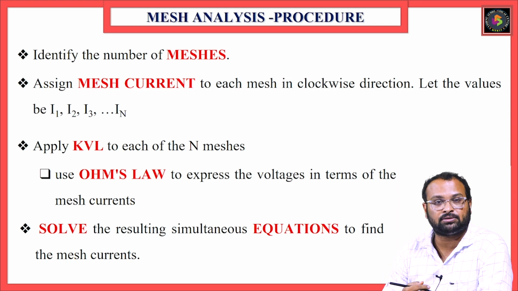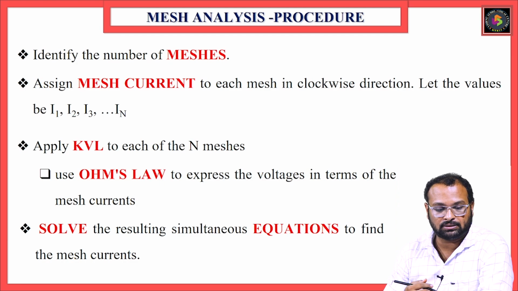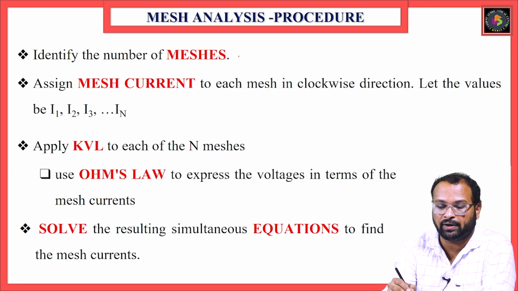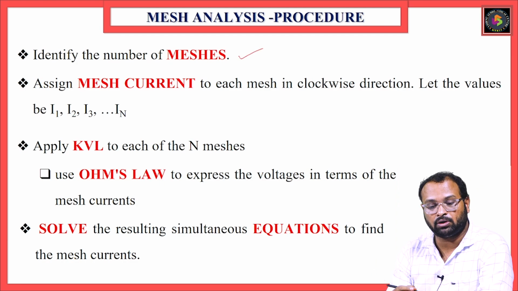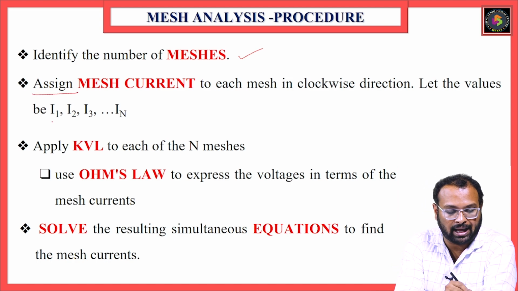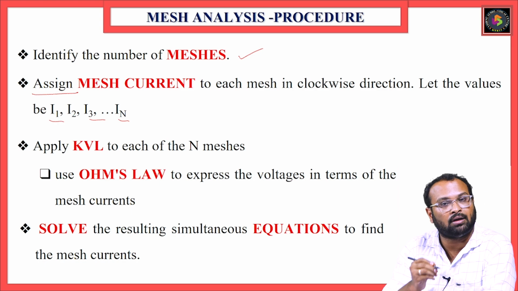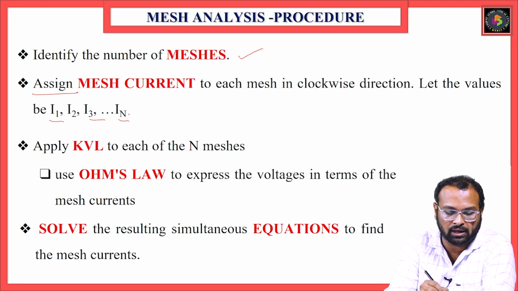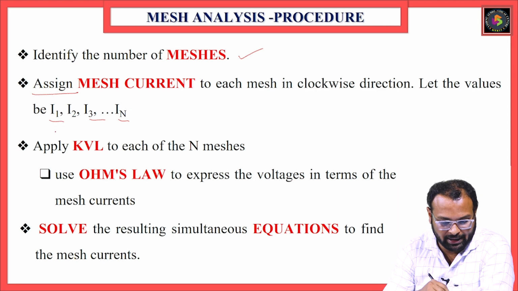We follow some steps for doing this analysis. The first step is to identify the number of meshes. In the circuit, how many meshes are available? Then for each mesh we assign a current like I1, I2, I3 and IN. Suppose n meshes are there, the currents will be from I1 to IN.